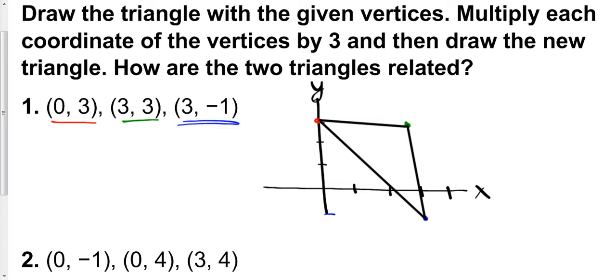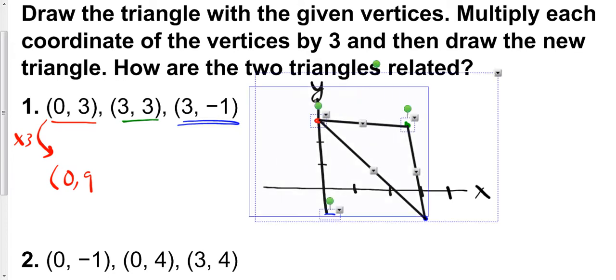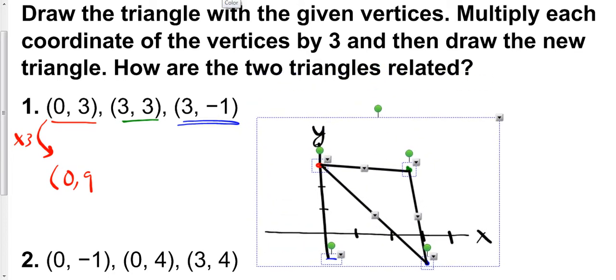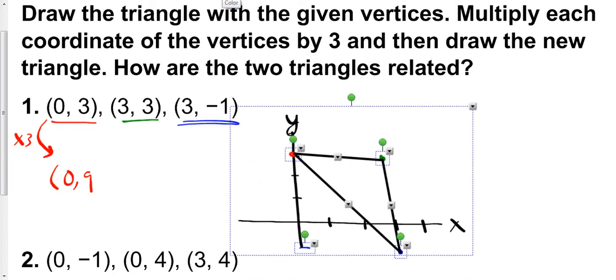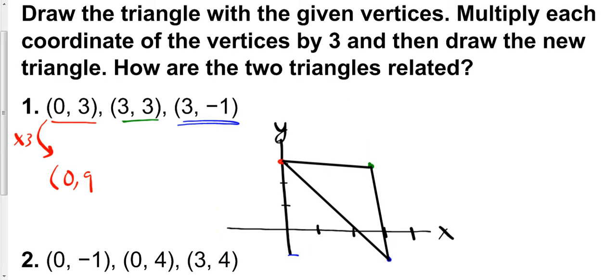We want to take a new triangle. We want to multiply each of the vertices by 3. So if I took this and multiplied by 3, I'd have 0, 9. We can already see that we're going to have some issues with our coordinate plane here. So let's try to make that a little bit bigger. I'm just going to try to extend it out. Let me pause the video and try to make a better coordinate plane here.